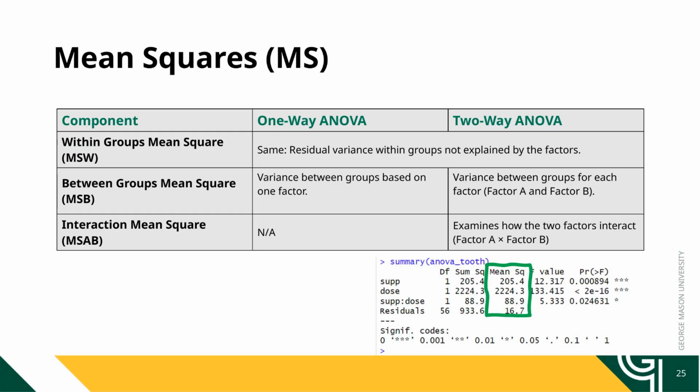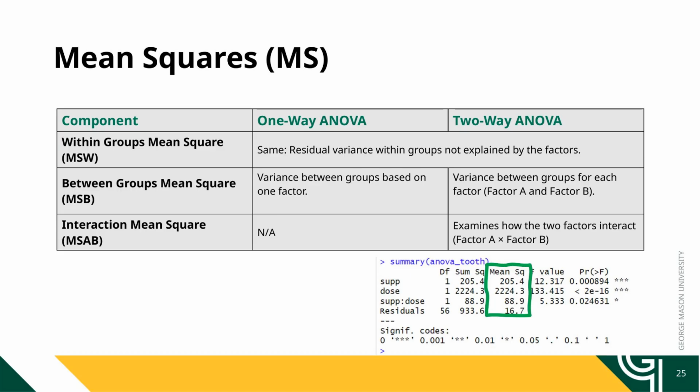In two-way ANOVA, the mean squares for supplement and dosage are 205.4 and 2224.3, respectively, indicating the average variation due to these factors. The mean square for their interaction is 88.9, reflecting the variation from their combined effect. The larger mean square for dosage suggests that dosage explains significantly more variation in the response variable than either supplement or the residuals.